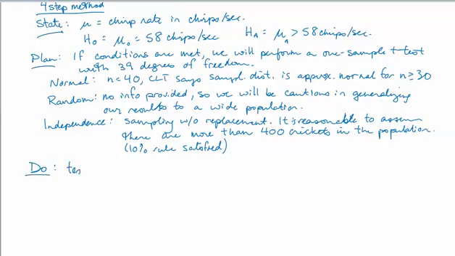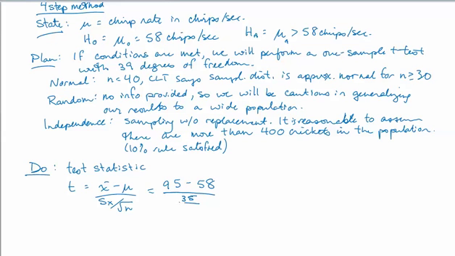So our test statistic is t equals x bar minus mu over sx divided by the square root of n. So x bar from our data was 95. The mean is 58. Sx is 35. And n was 40. And when we work that out, we get 6.69.